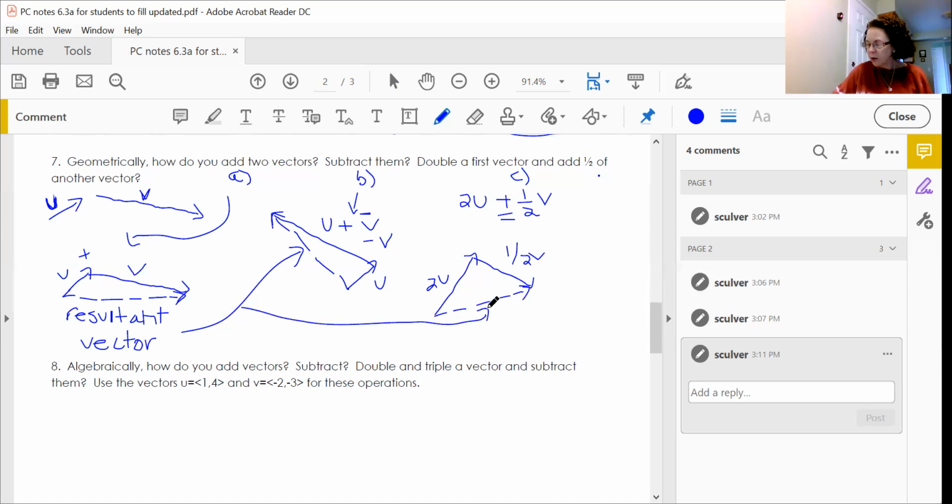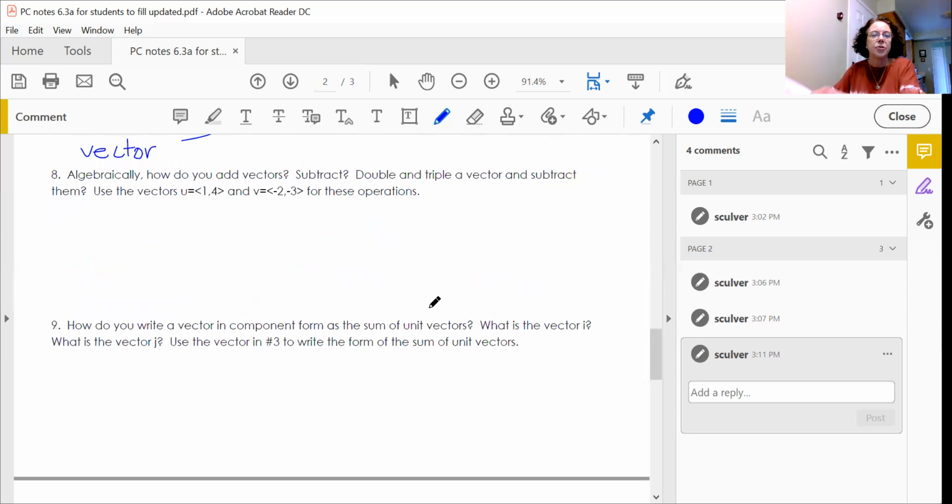So algebraically, how do we add vectors? How do we subtract them? How do we double and triple a vector and subtract them? It's much easier than drawing them and much more accurate. So let's go ahead and do that. We are going to use vector u as 1, 4, and vector v is -2, -3 for these operations. So let's add those vectors.